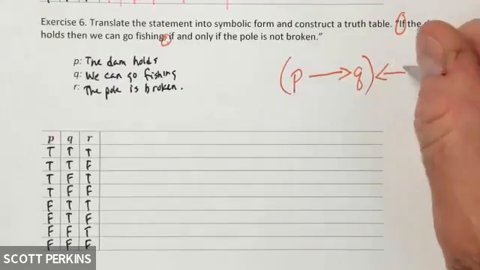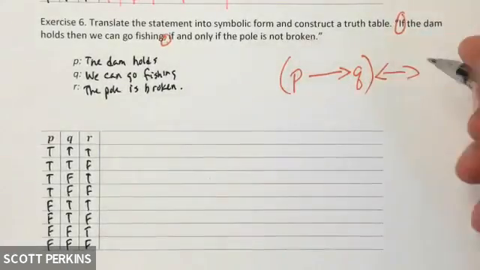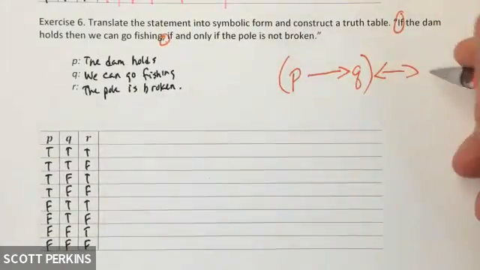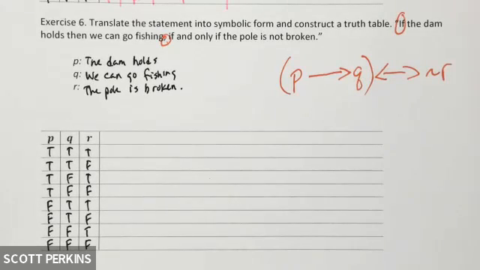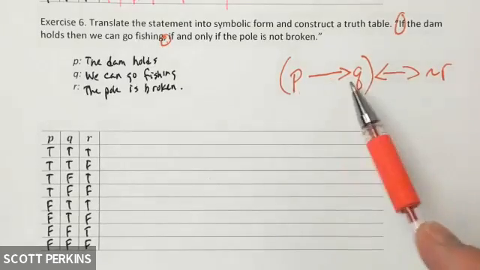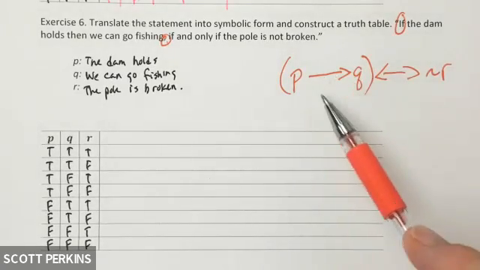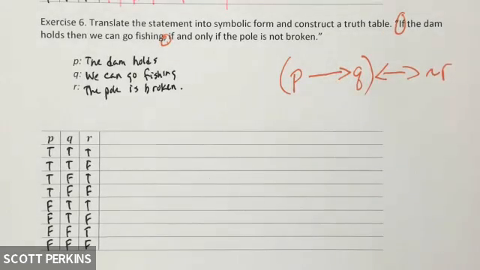And then if and only if the pole is not broken. So the pole is broken is R, so that's squiggly R. So there is my statement that I need to do the truth table for. If P, then Q, that's on the same side of the comma. That's why it is grouped in parentheses.